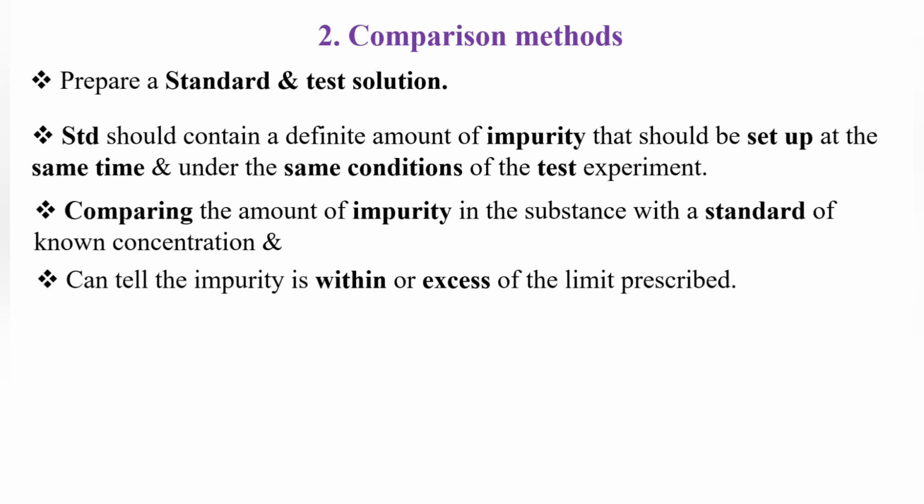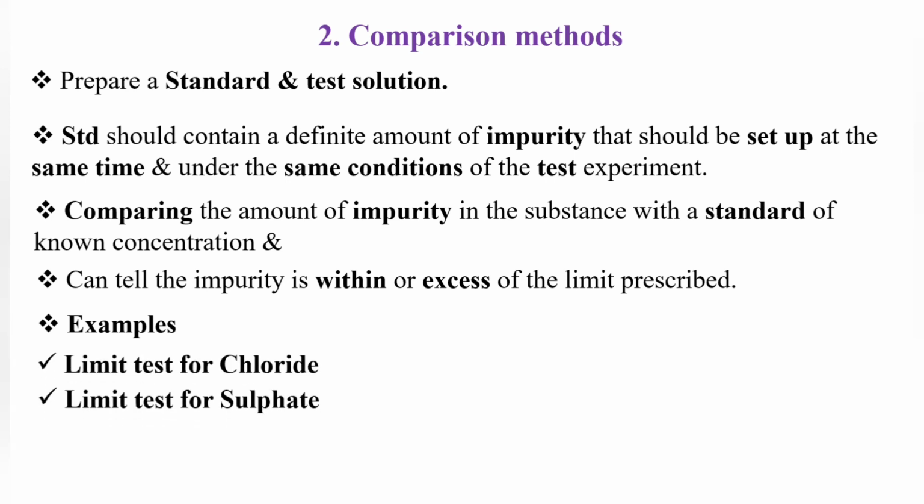And we are comparing the amount of impurity in the substance with a standard of known concentration. So here we are comparing the amount of impurity, and we can tell whether the impurity is within the limit or excess of the limit that is prescribed in the monograph. So now we'll see the examples for this comparison methods. They are limit test for chloride, limit test for sulfate and limit test for iron.